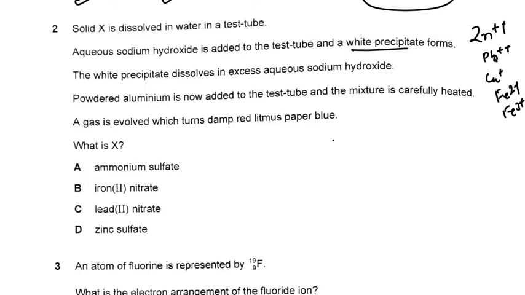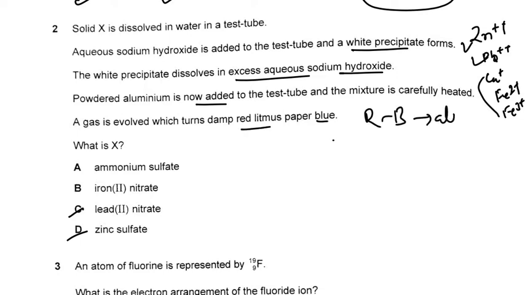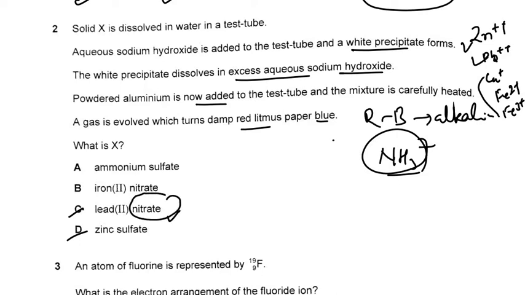Now the white precipitate dissolves in excess aqueous sodium hydroxide. So a white precipitate means it is forming; it can be zinc, it can be lead. The others are colourful. So now you have option C or D. Powdered aluminium is now added to the test tube and the mixture is carefully heated. A gas is evolved which turns red litmus to blue. Red to blue means what? It is alkaline in nature, and it is ammonia that is released here. Ammonia means the compound should have nitrogen, so this is the test for the nitrate anion.